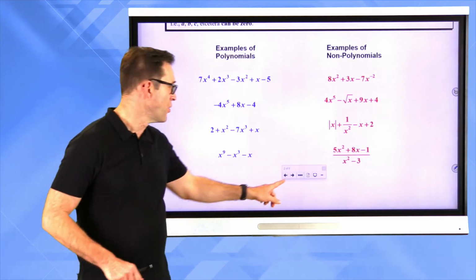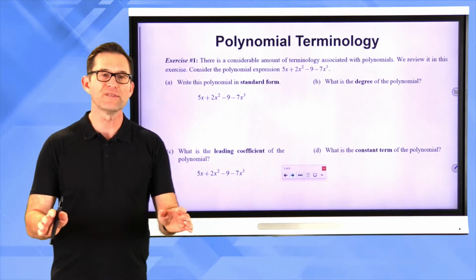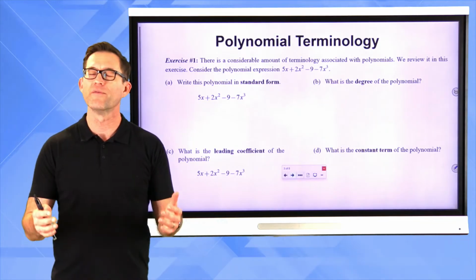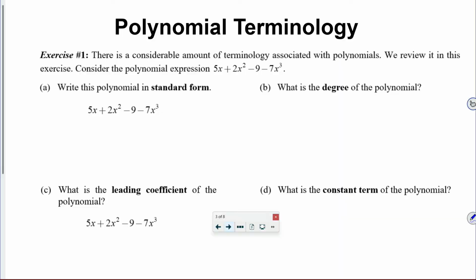All right, so that being said, let's talk about polynomial terminology. All of this you saw in Algebra 1, but we want to review some very basic notions. Exercise number 1. There's a considerable amount of terminology associated with polynomials. We review it in this exercise. Consider the polynomial expression 5x plus 2x squared minus 9 minus 7x cubed. Letter A. Write this polynomial in standard form.